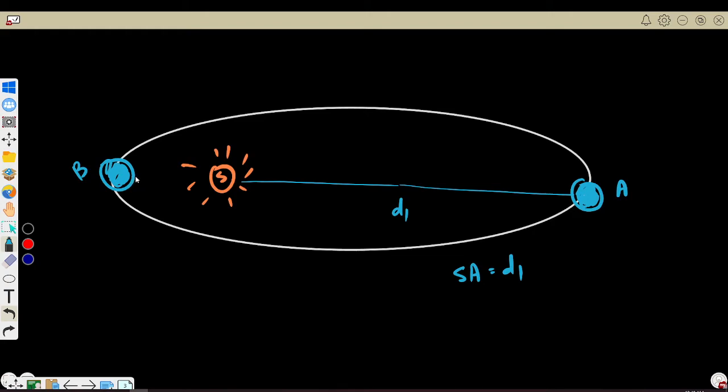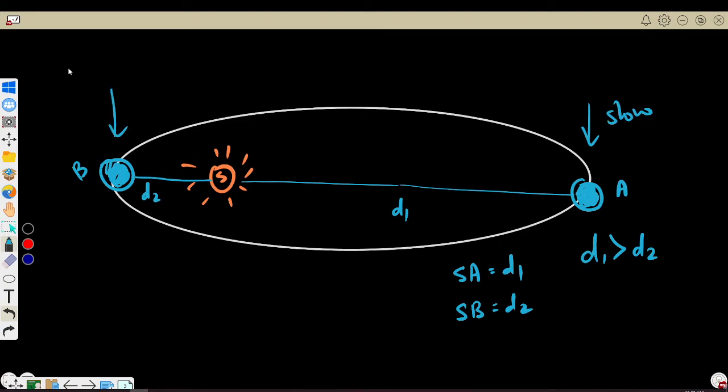Fine. Now if I join the sun and the planet at point B, the distance now is d2. So the distance SB is equal to d2. Now from the diagram itself you can see that the distance d1 is greater than d2. Correct. Now what we discussed in the last lecture is that if the planet is at point A, it will move slow as compared to when it is at the near point. Now what is the reason?